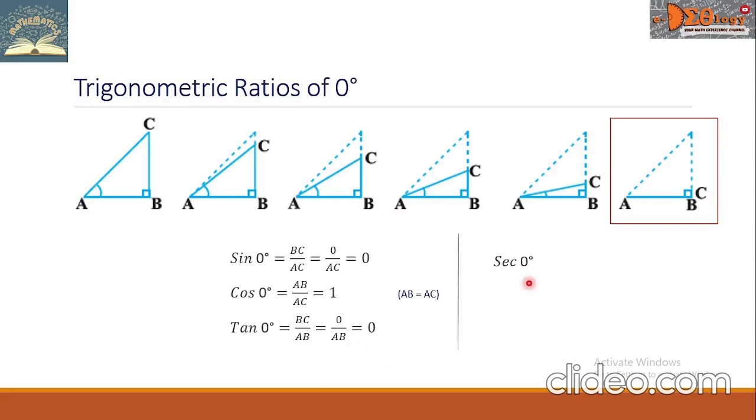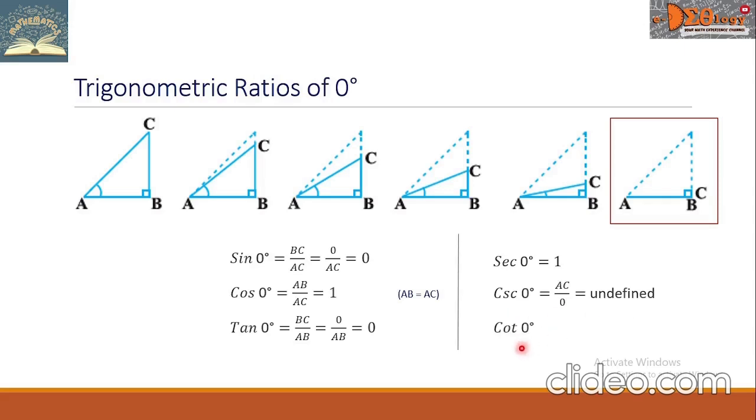Next is the secant 0 degree. Secant is the reciprocal of cosine. Since cosine 0 degree is 1, secant 0 degree is 1 also. Next is cosecant 0 degree. Cosecant is the reciprocal of sine. So in the figure, we can write here AC over 0. Division by 0 is undefined. Therefore, cosecant 0 degree is undefined.